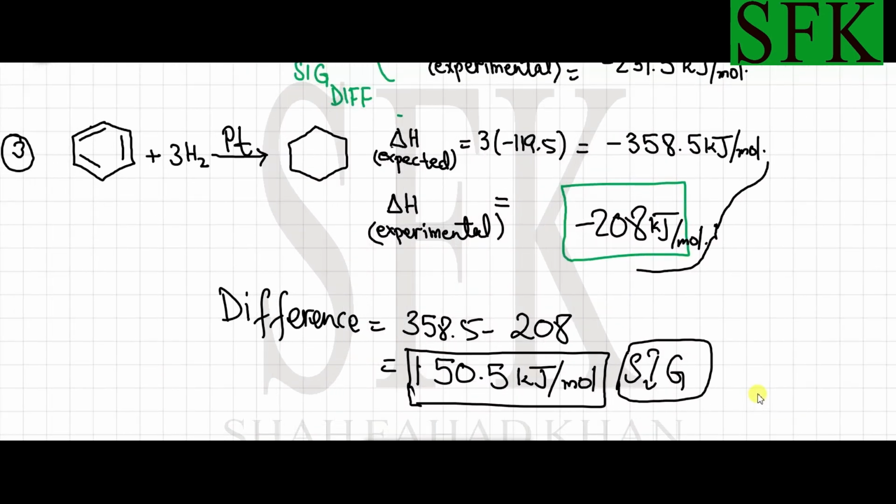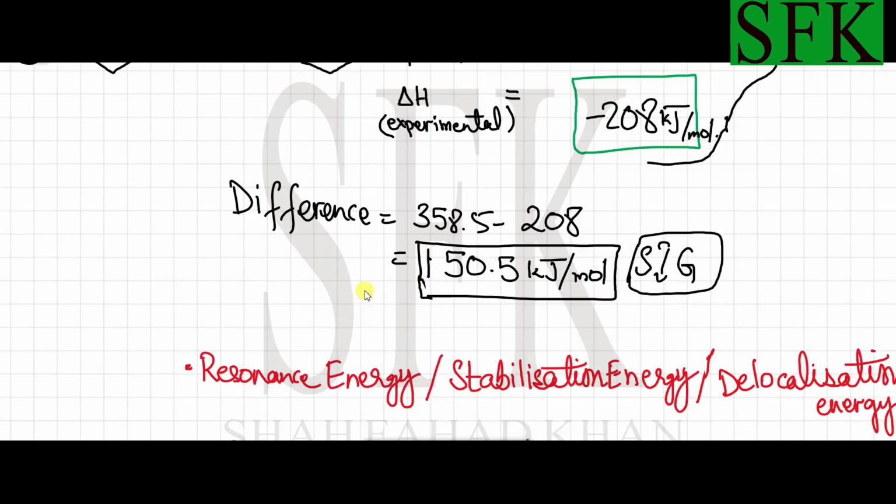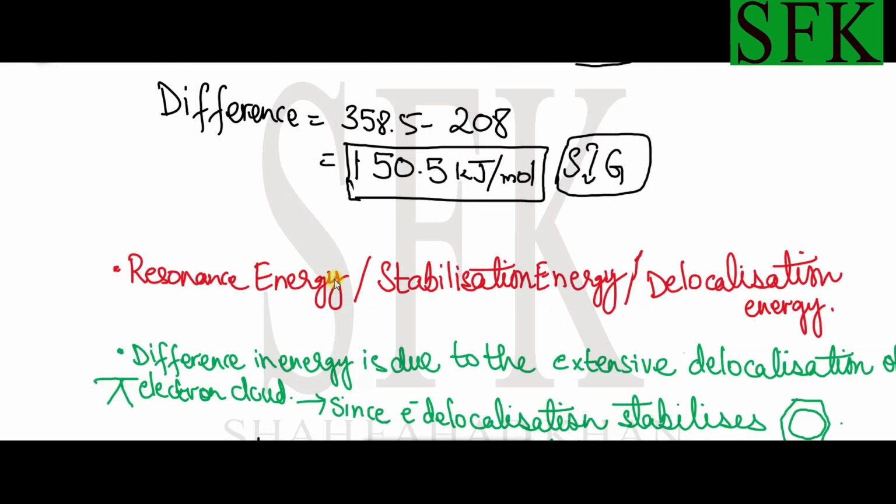Therefore, the enthalpy change of benzene turned out to be very small, due to which the difference in the two enthalpies turned out to be significant and large, which is 150.5 kilojoules per mole. This difference in energy, 150.5 kilojoules per mole, is referred to as the resonance energy, or the stabilization energy, or the delocalization energy of benzene, which is due to the delocalized pi electron cloud in benzene.